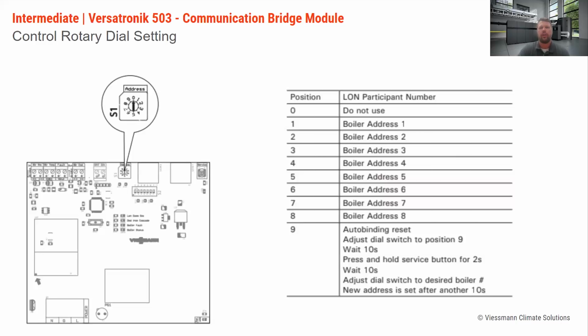So as I mentioned, the LON participant number is going to be in this rotary dial here, and we're going to rotate that rotary dial into whatever boiler that address is. There is kind of an auto binding reset option on that terminal 9. You can follow the directions here to reset that positioning to change the boiler address if necessary down the road.